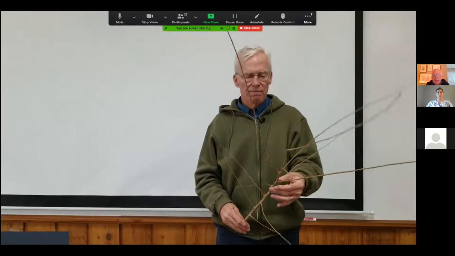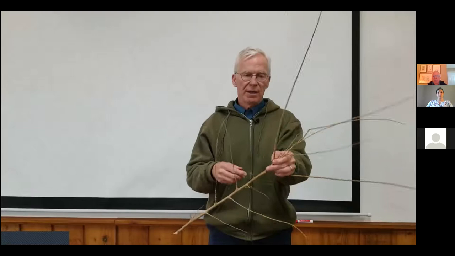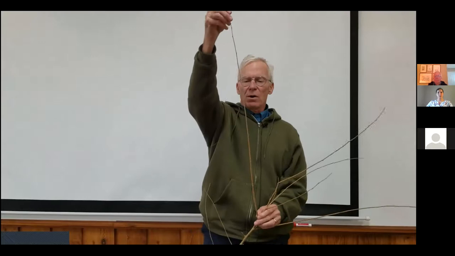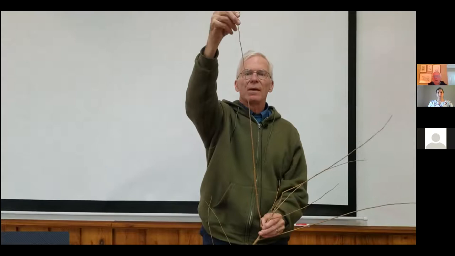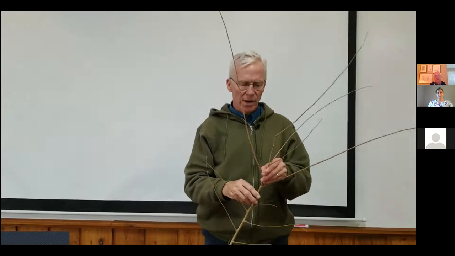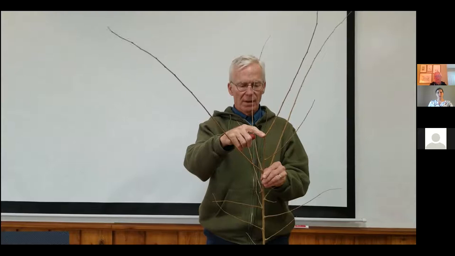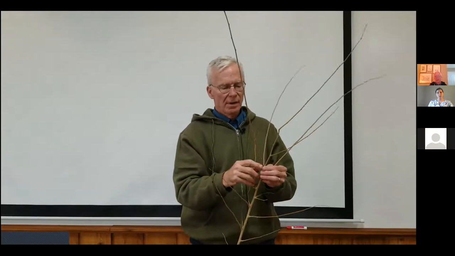This, from where my left hand is here all the way out here, is a shoot that grew in the summer of 2020. That's 1 year of growth, which means if we'd been here in the spring of 2020, this central twig would have ended here, and this would have simply been a bud here. That bud broke dormancy, and that's 2020.